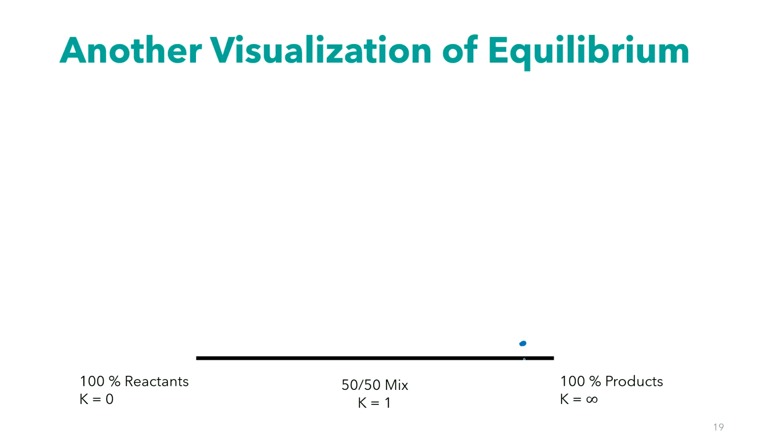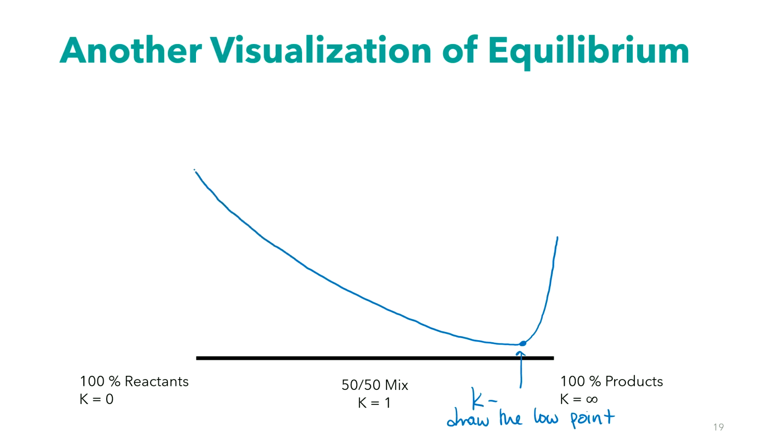The K is the low point. That's K where I draw my low point. That's the low point, and then as I go up in either direction, as I go right and left, the hill goes up. Why do I draw it like this? Because if I were to put a ball, if I were to start this reaction with 100% reactants, it would not stay there. It's not at equilibrium. It would spontaneously roll down to that low point.